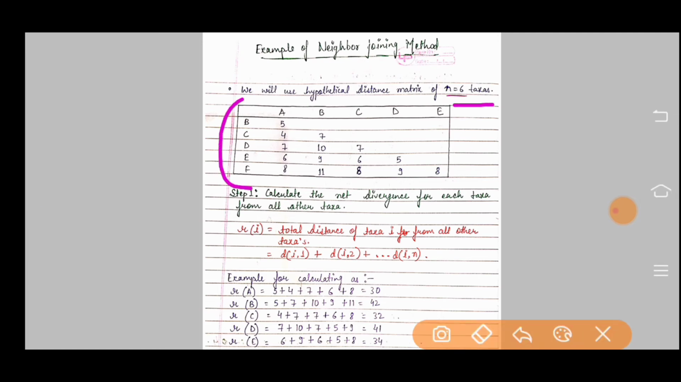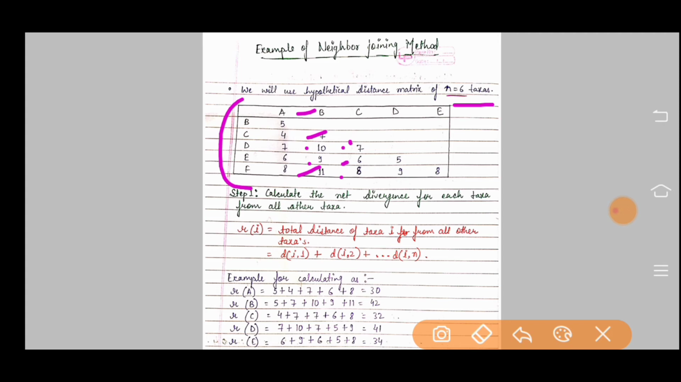This is a hypothetical distance matrix. You can see here that the distance between a to b is 5, a to c is 4, a to d is 7, a to e is 6 and a to f is 8. Same with b: b to c is 7, b to d is 10, b to e is 9, b to f is 11, and so on.